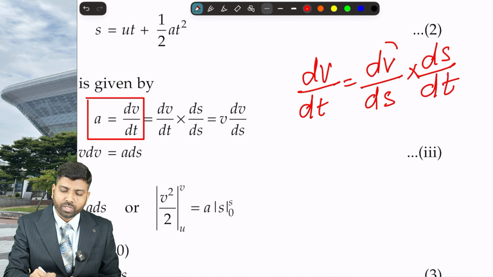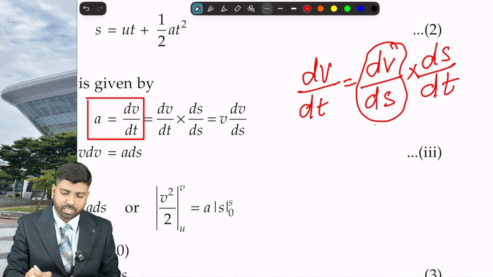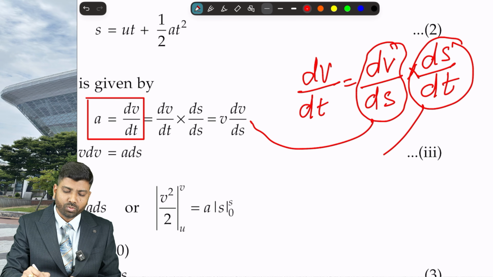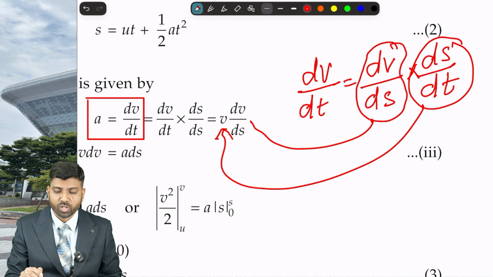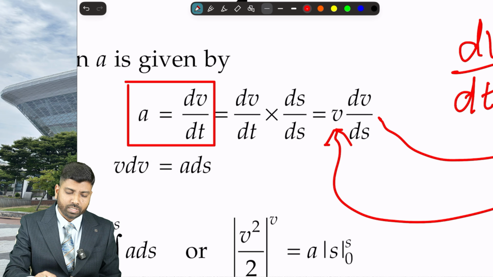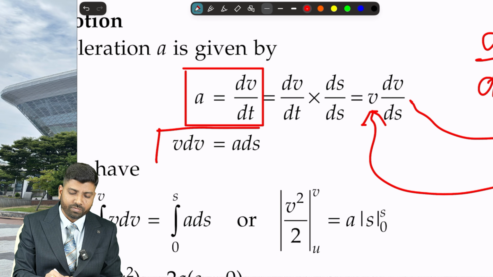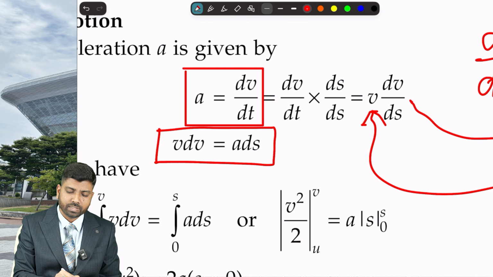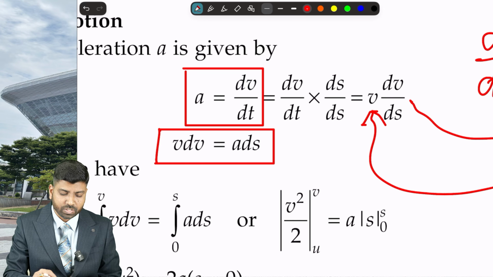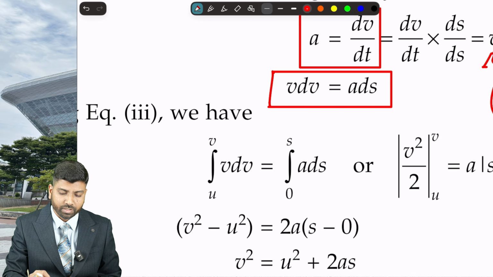Right? Okay. So dv upon ds I write the same here, but ds upon dt, you know, is your velocity, right? So after writing all these things, can I write the same equation? So v dv equals a ds, yes, the same equation I can write in this form. Then we will go for integration.